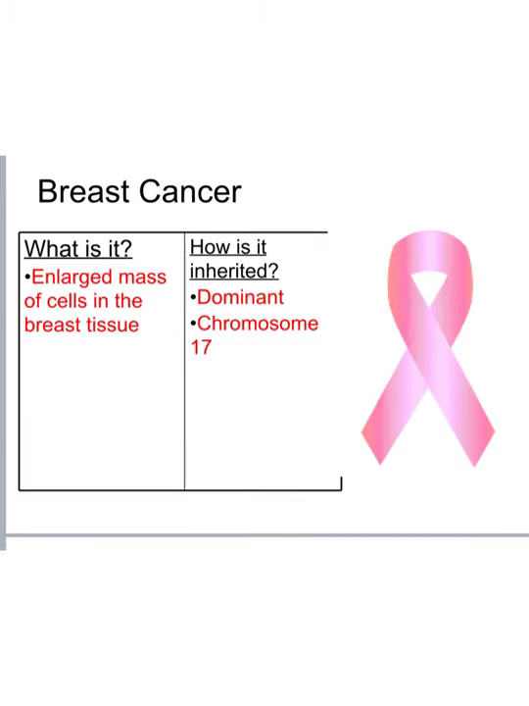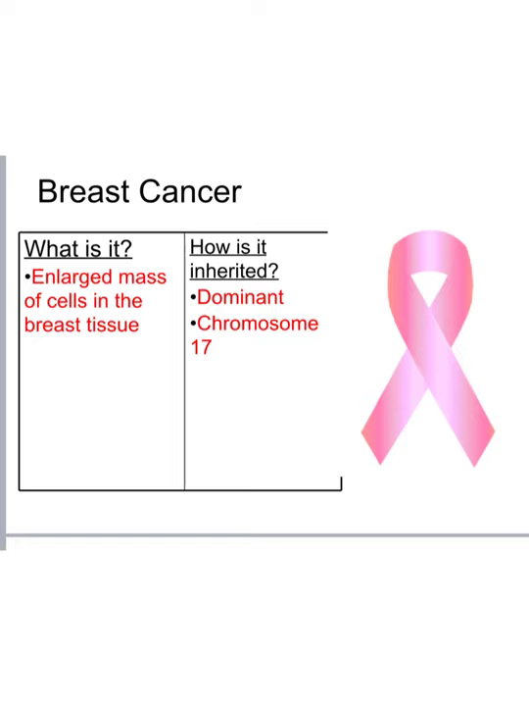Next disorder is breast cancer. It is an enlarged mass of cells in the breast tissue. Any cancer is that. It's an enlarged mass of cells in that area. Remember that cancers are named for the location of where the cancer starts. For breast cancer, though, it is dominant. It is a dominant cancer, and that's why it's so horrible.